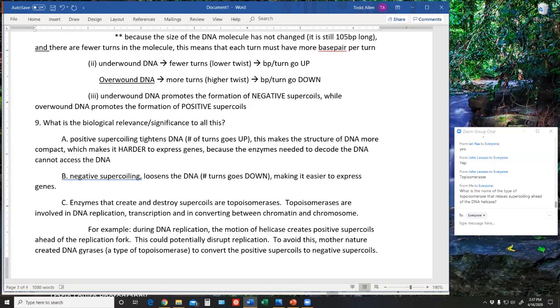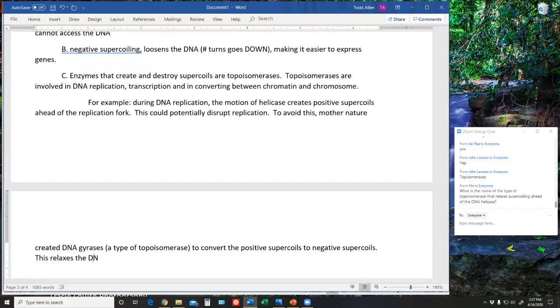By creating the negative supercoils, we actually relax the DNA upstream of the advancing helicase, making it so that the enzymes can actually continue to do their job and prevent the structure of the DNA from getting so tight and bound up that we stop the process. This relaxes the DNA enough to allow DNA replication to continue unhindered.